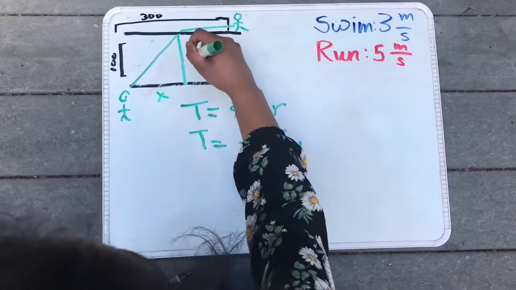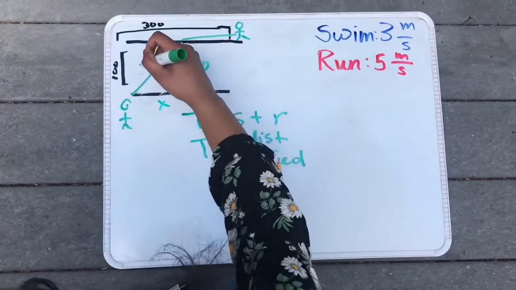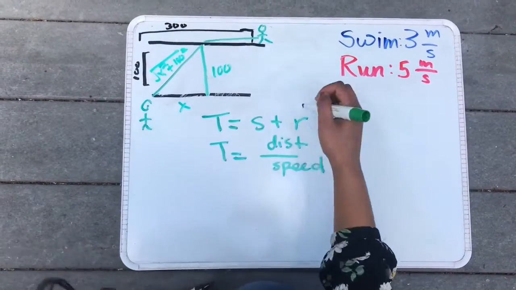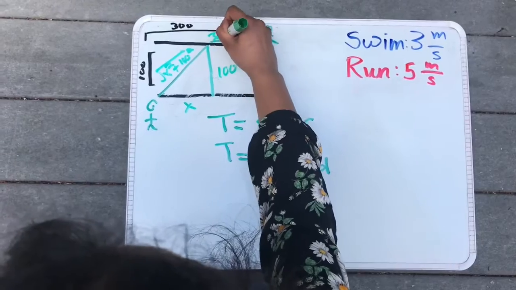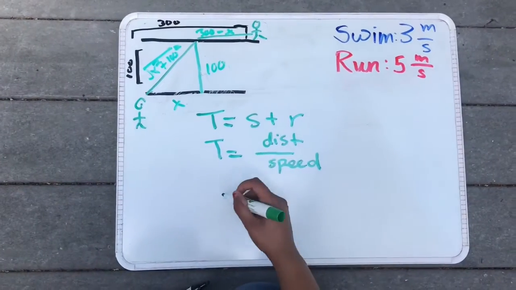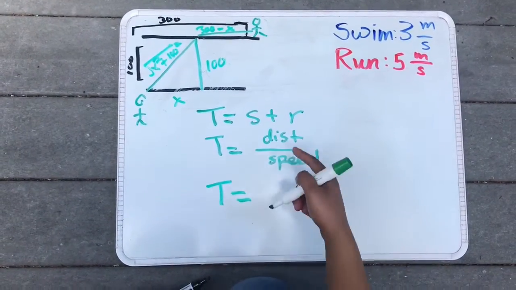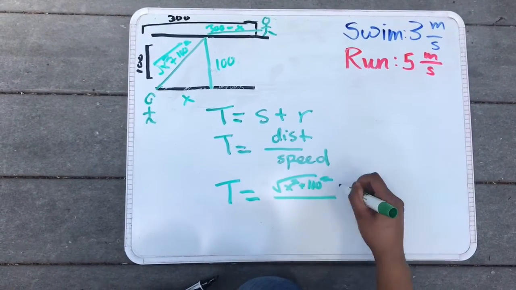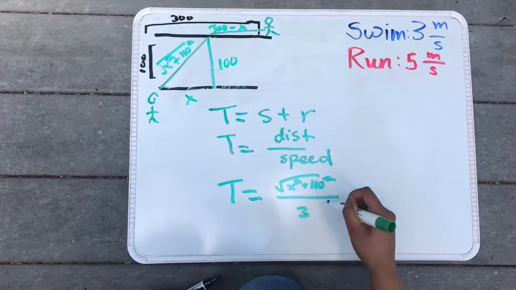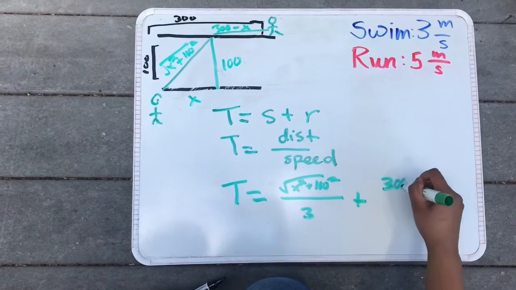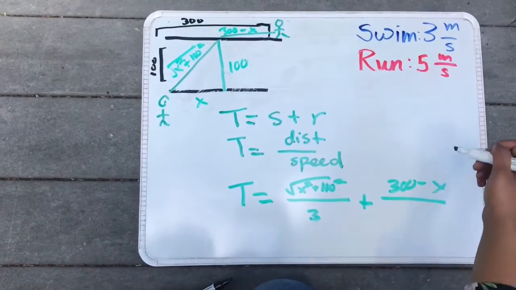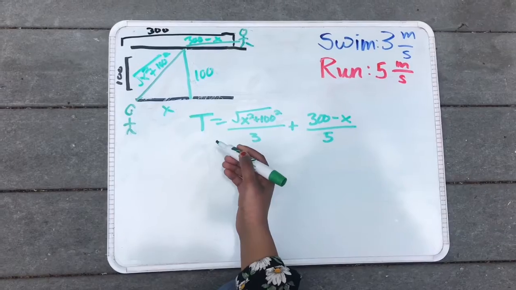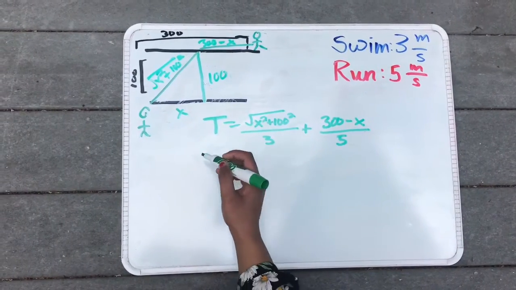If this is x and this is 100, by the Pythagorean theorem, this is the square root of x squared plus 100 squared. The running distance is 300 minus x. So the total time equals the swim distance, the square root of x squared plus 100 squared, over her swim speed, 3, plus 300 minus x, over her running speed, 5. And we need to minimize t, time, and to do that we need to find its derivative.